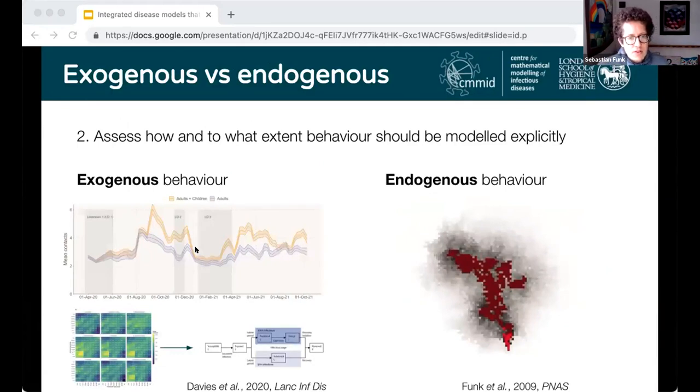So starting with exogenous, I just mentioned CoMix, and this is another plot from the CoMix study of how contacts changed over the course of the pandemic. So with exogenous modeling of behavior, we observe some kind of behavior and then we integrate this in a mathematical model. So this is exactly what I just described.